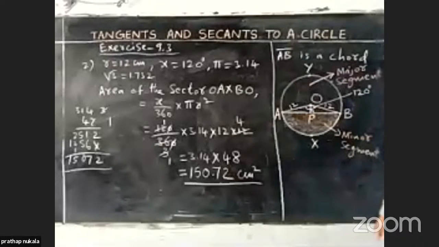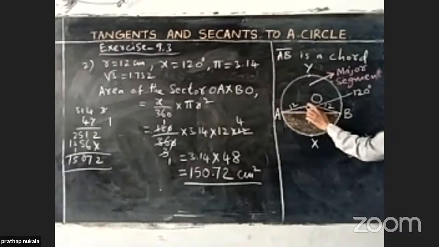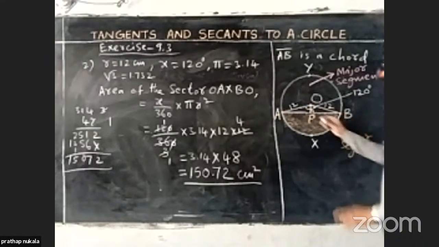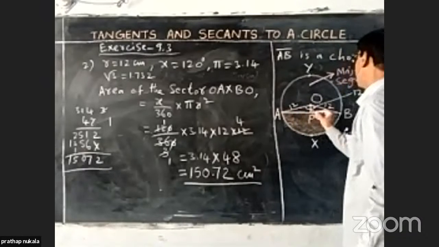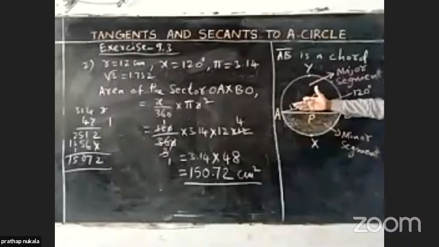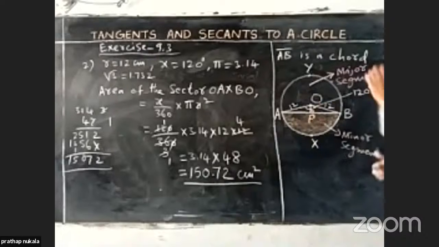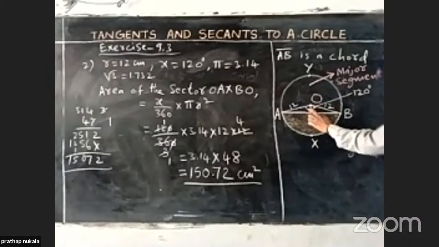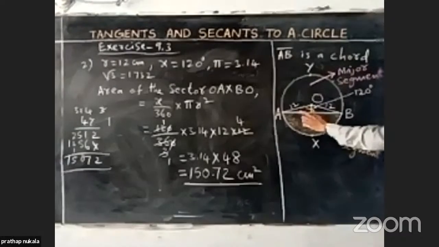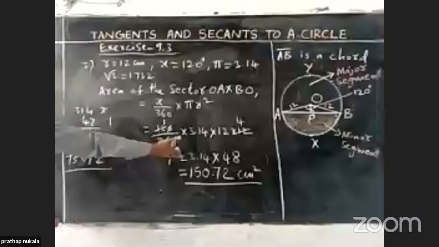To find the area of the minor segment, we have to subtract the area of the triangle AOB. If we subtract the area of the triangle from the area of the sector, we will get the area of the minor segment. For that purpose, now we have to find the area of the triangle AOB. Just note down here.